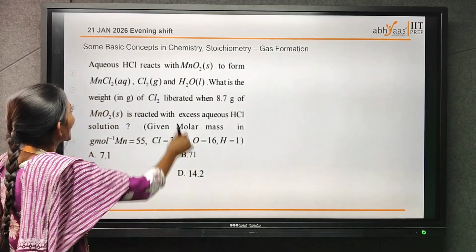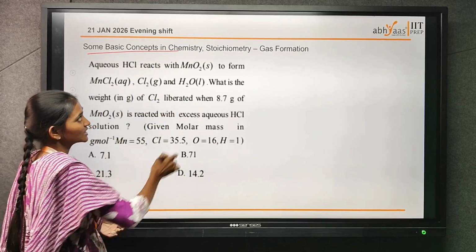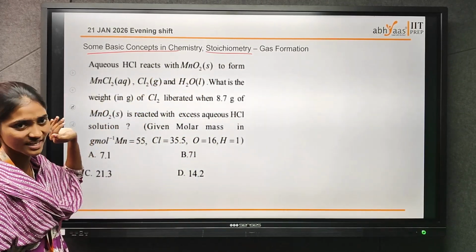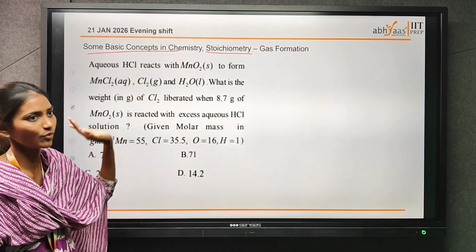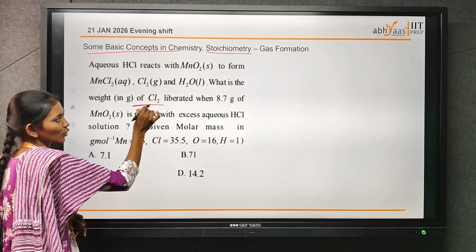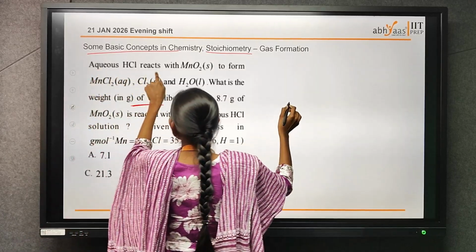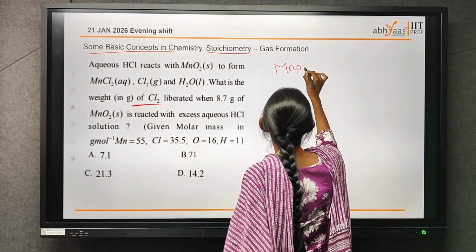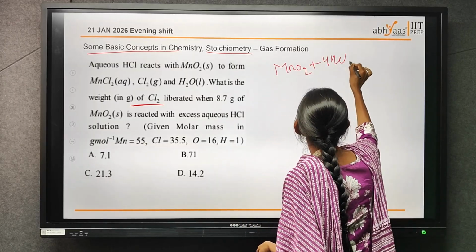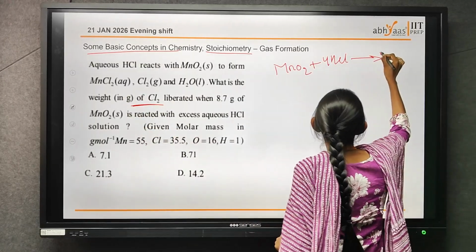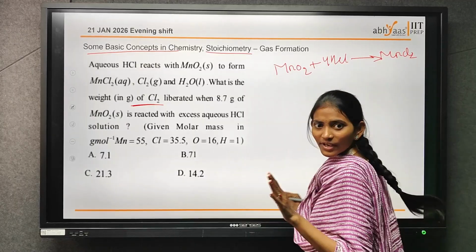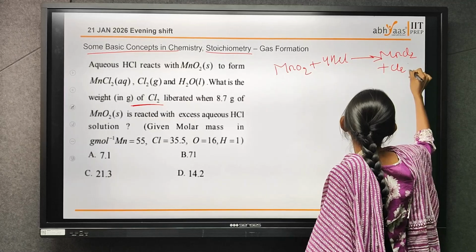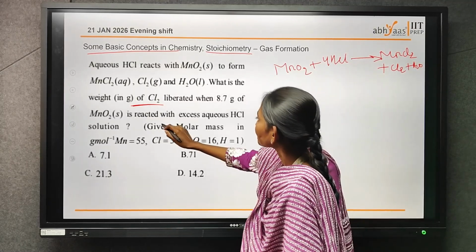Moving on to the next question, they are asking from some basic concepts in chemistry, which is stoichiometry. See, aqueous HCl reacts with MnO2 to form MnCl2, and what else? Cl2 and H2O. They are asking for the weight in grams of chlorine, right? See, aqueous HCl with MnO2, what is the reaction here? MnO2 plus HCl gives MnCl2, right? Plus we are liberating chlorine and H2O.